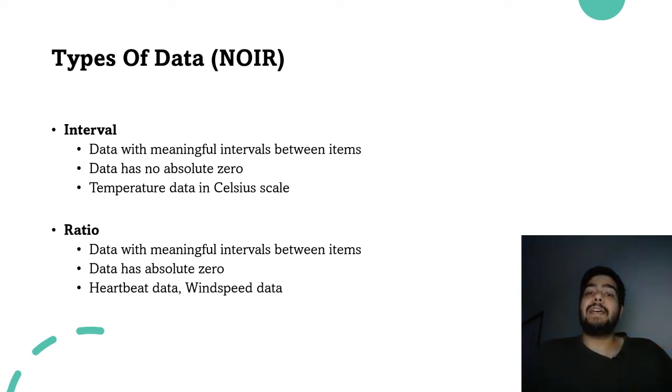The next type of data is ratio data, and this kind of data has meaningful intervals between items, and this has an absolute zero. This can be temperature data in Kelvin, this can be heartbeat data, this can be wind speed data. So you can say that the wind is twice as fast when it is 100 miles per hour rather than when it is 50 miles per hour, and 0 miles per hour shows that the air is stagnant and the wind speed is actually 0.